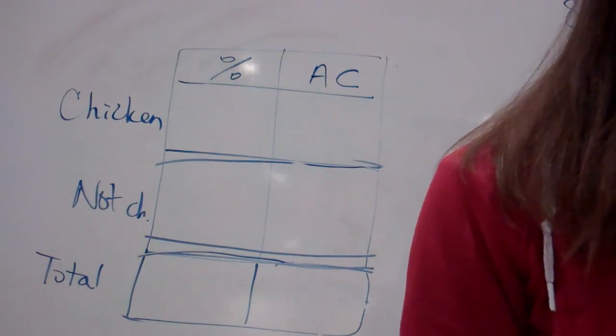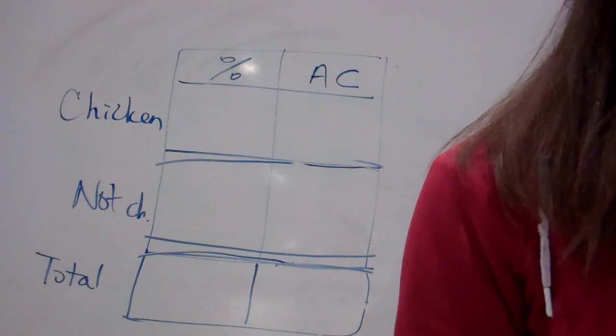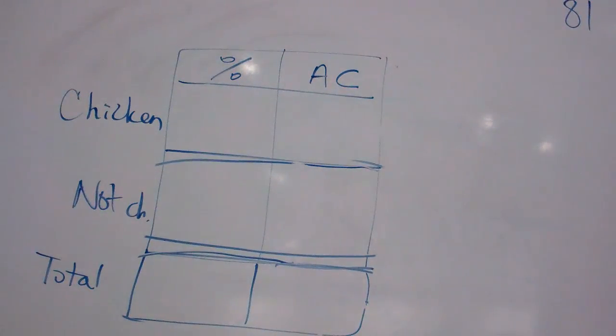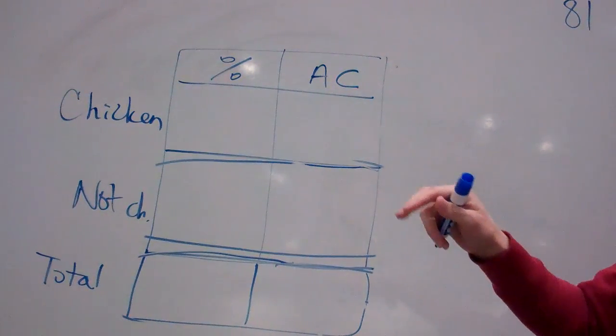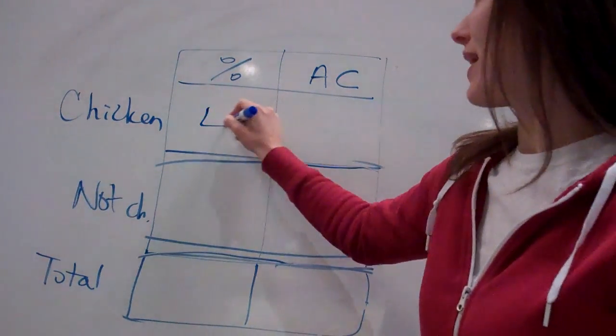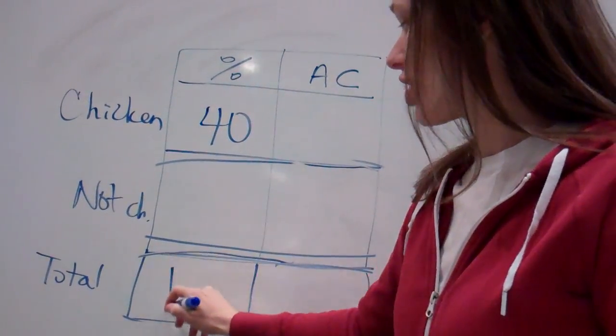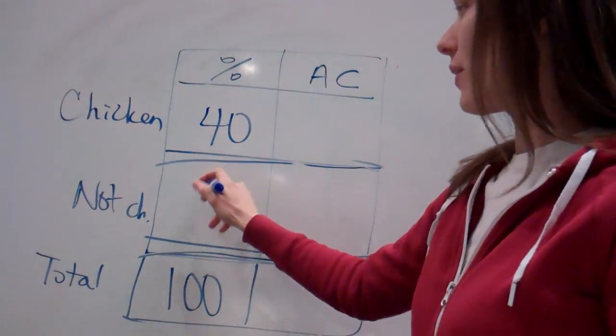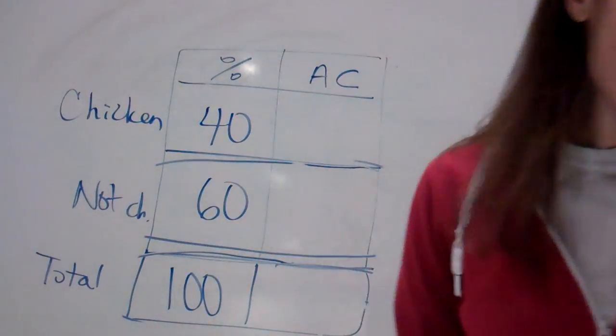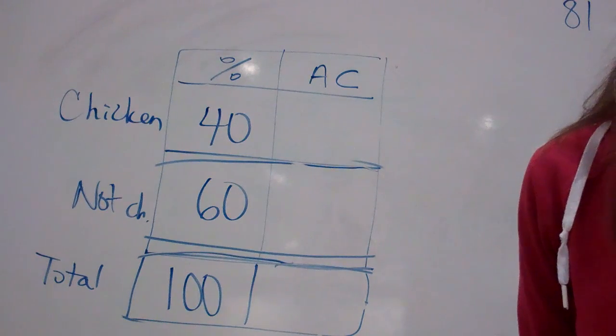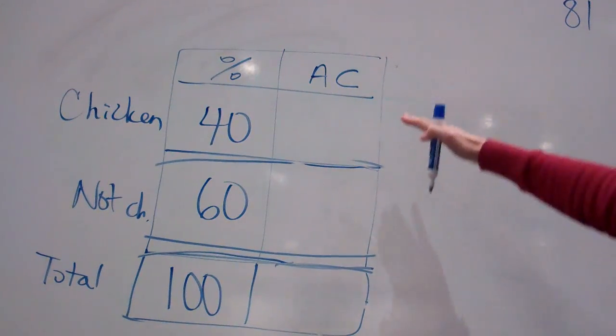Last week, 40% of the restaurant customers ordered chicken. 60% not chicken and 40% chicken and 100%. Very good. So we have 40% here. We know that our total percent will always be 100, and so we know this is 60. Great job, guys. Then it says if 480 customers did not order chicken, where's that going?